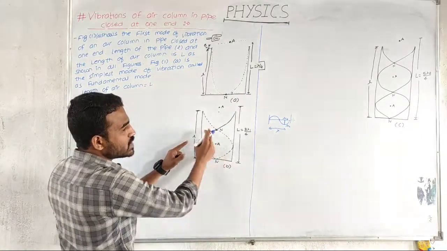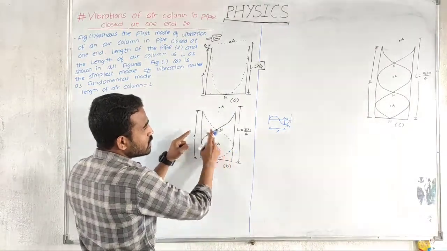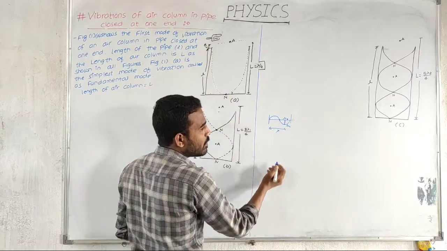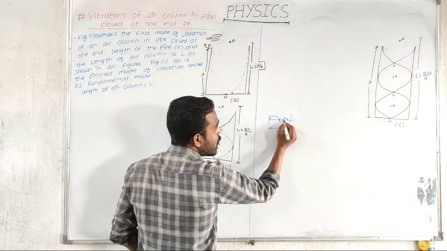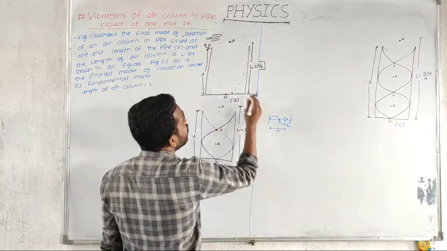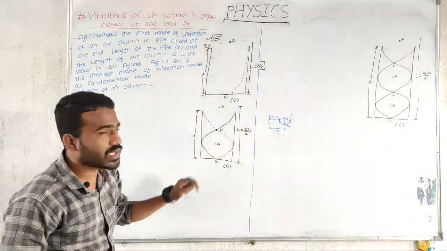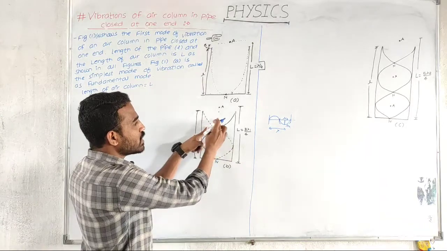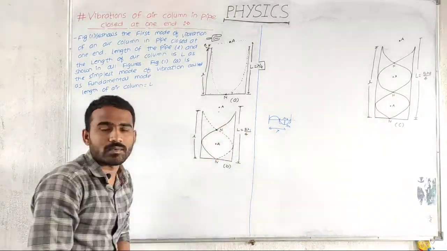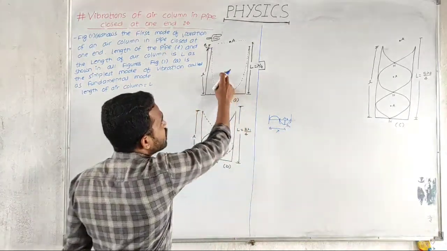Here you can see this total is lambda. Half of this is lambda by 2, and half of this part is lambda by 4. This is lambda by 4. So here you can see this is lambda, and this is half lambda. This is 3 lambda by 4, and this is lambda by 4.